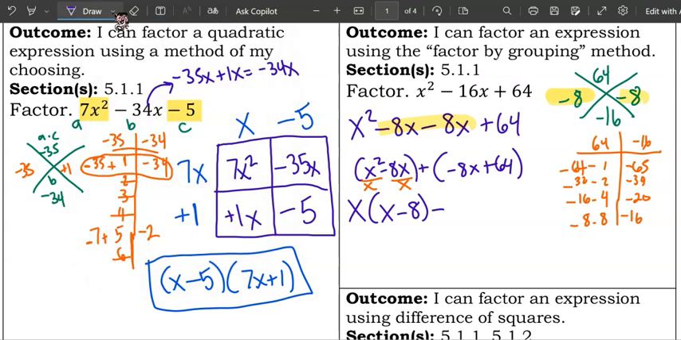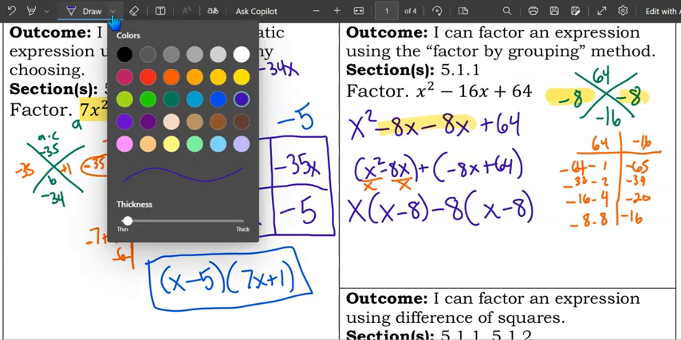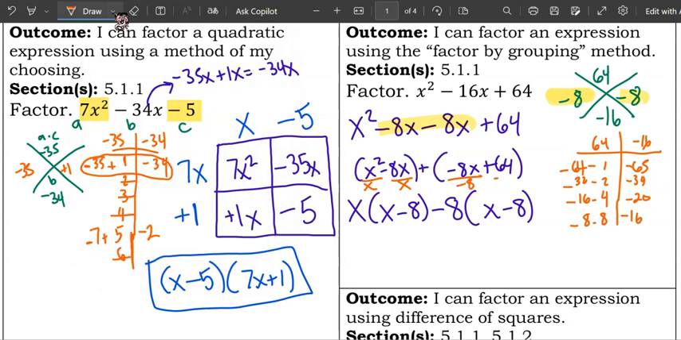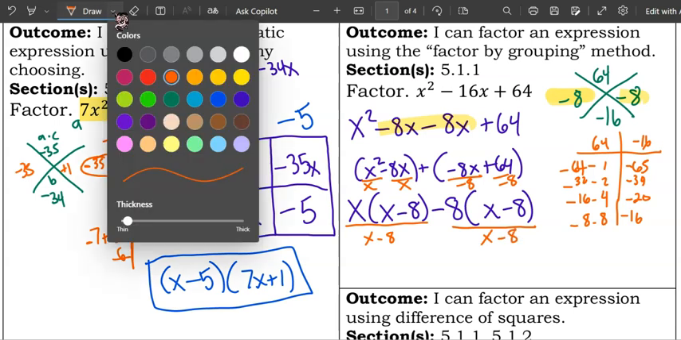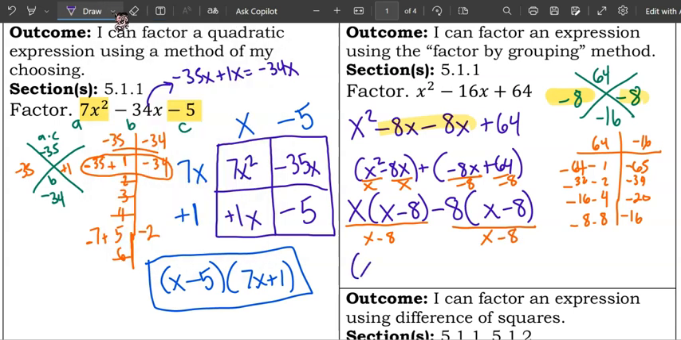On the next one, we could take out a negative 8. And we're left with x minus 8 again. Divide each of these by negative 8 to get those results. Now, notice they both have an x minus 8. We could factor that out of each of these terms. So we have x minus 8 factored out, and then we're left with x minus 8 on the inside.